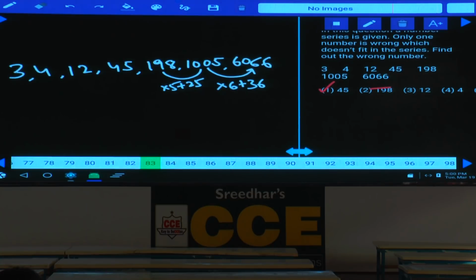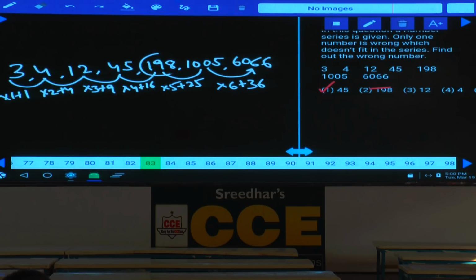Now into 6 plus 6 square, into 3 plus 3 square, and the next numbers must be into 4 plus 4 square, into 3 plus 3 square, into 2 plus 2 square, into 1 plus 1 square. Now 3 into 1 plus 1, 4. 4 into 2, 8 plus 4, 2 square. And 12 into 3, 36 plus 3 square, 9, 45 into 4, 180 plus 16. 180 plus 16, what should be the next number here? And here the next number must be 196. If it is 196, then only into 5 plus 5 square is valid.